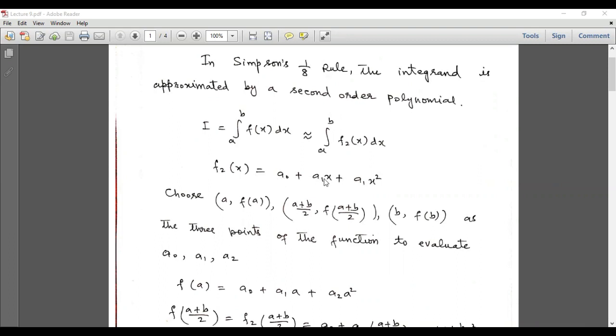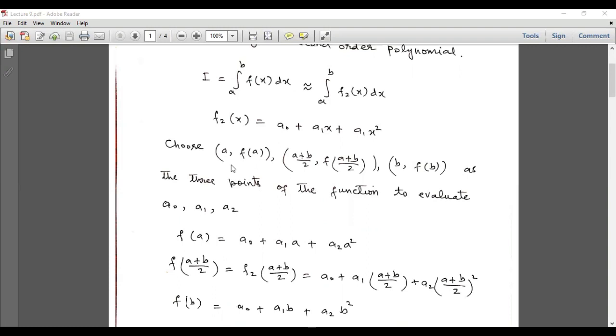In this polynomial, we have three unknowns, right? A naught, a1, and a2. So first we have to evaluate the values of these three coefficients, and then we will be able to integrate this second order polynomial. This second order polynomial is a simple function, and the integration of this polynomial is quite trivial. So by doing the integration of this polynomial, the numerical integration will become very simple. But the tricky part is the evaluation of these three coefficients.